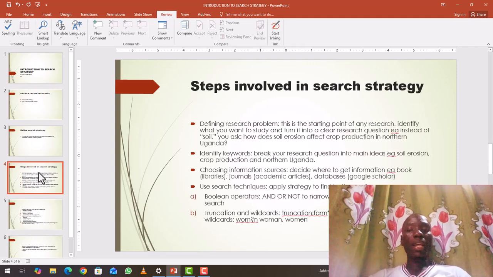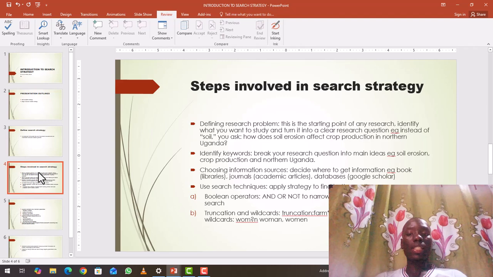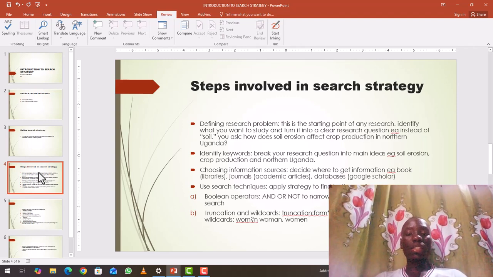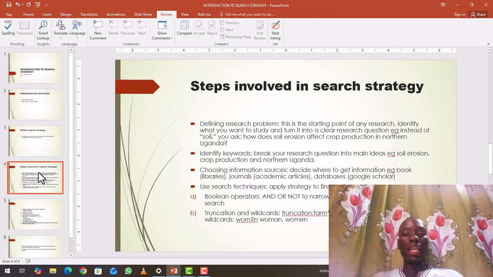There are steps involved in doing search strategy. The first one is what we call defining the research problem. You need to first understand what the problems in your research are. This is the starting point of your research: identifying what you want to study and turning it into clear research questions. For example, instead of just soil, you can ask, how does soil erosion affect crop production in northern Uganda? So that is the first step.